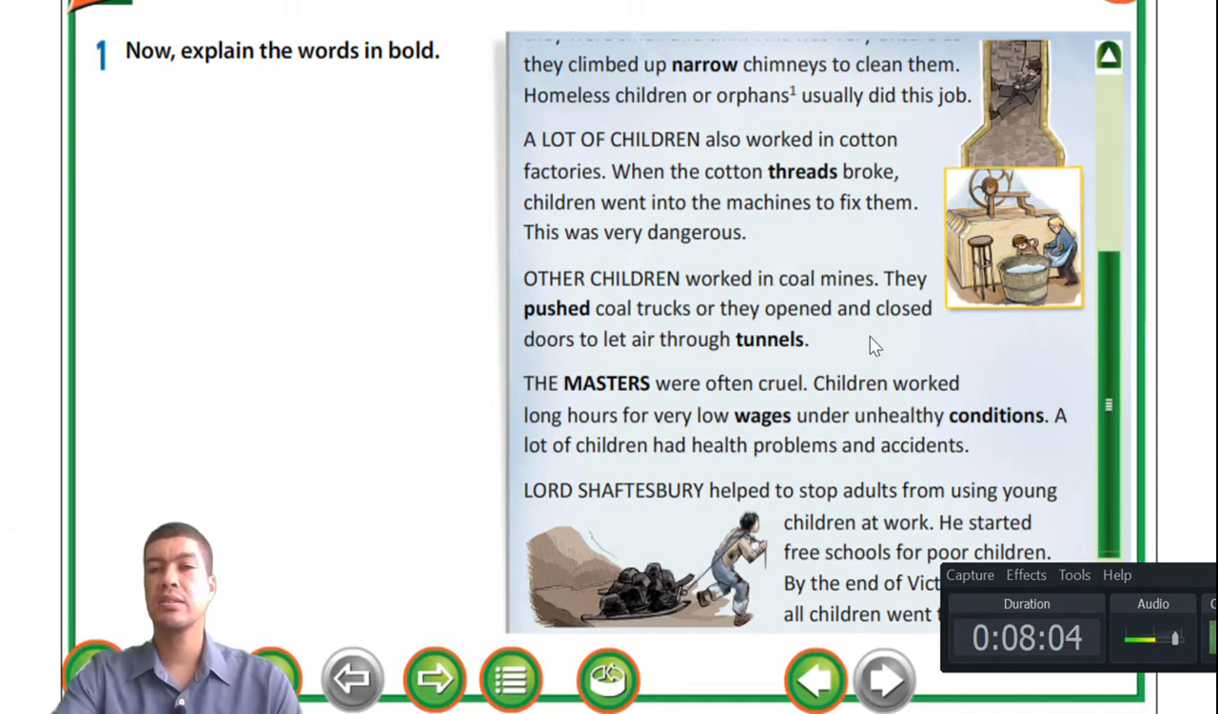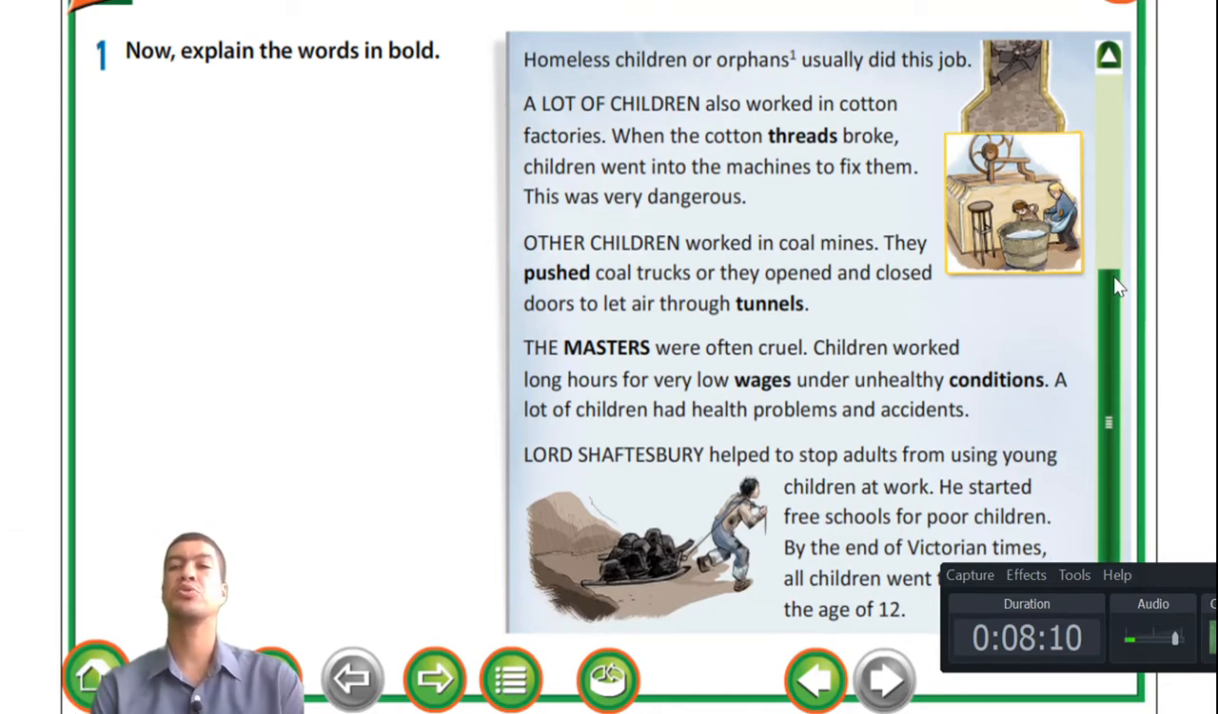Next word, tunnels. I don't think I need to explain to you what a tunnel is. You guys are quite familiar with the Cu Chi tunnels. These are narrow tunnels that they had to work in, looking for coal. Coal was used as a form of helping to keep the electricity going in those times.